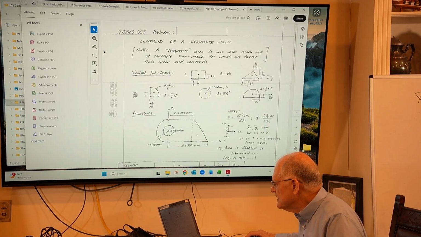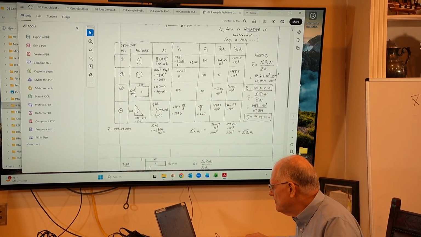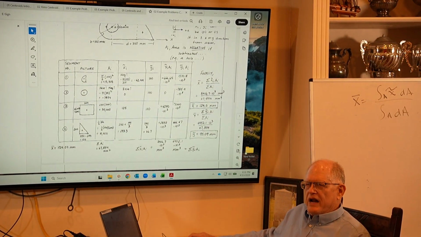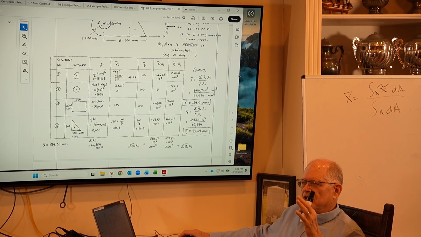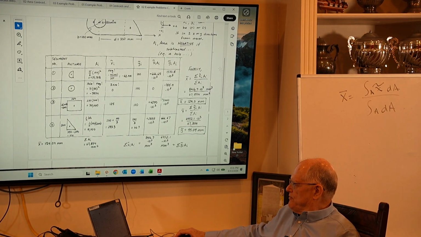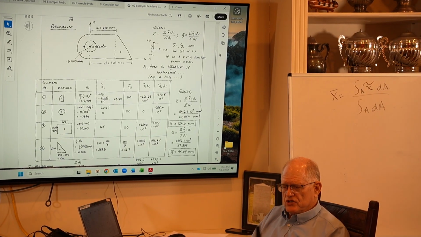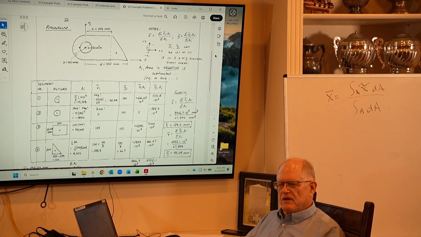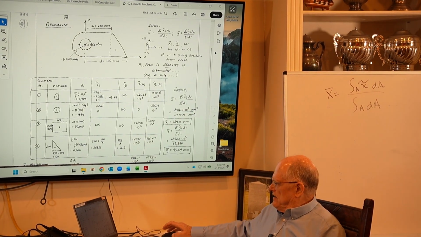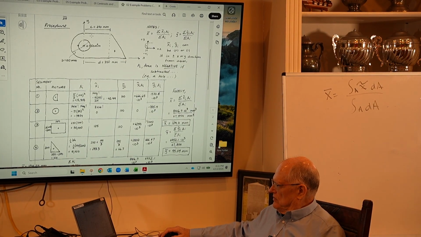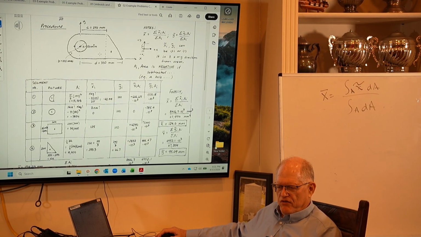Example problems. This is a pretty complex example. But when I'm working these problems or teaching students for the first time, I like to set up a table to kind of formalize the thought processes. What you're going to have on your test is a composite shape, but it's never this complicated. This has a half circle, a hole, a rectangle, and a triangle, so four different shapes. This is way too complicated for a single problem.